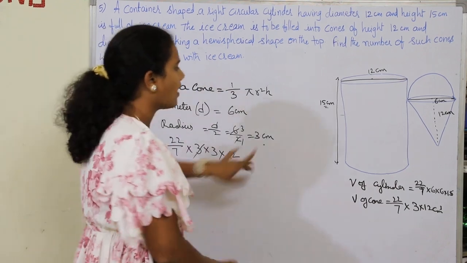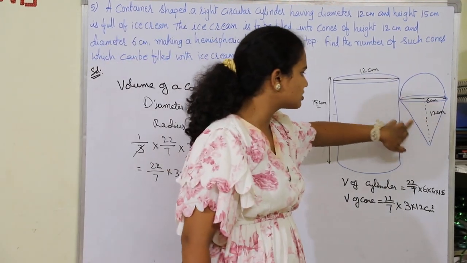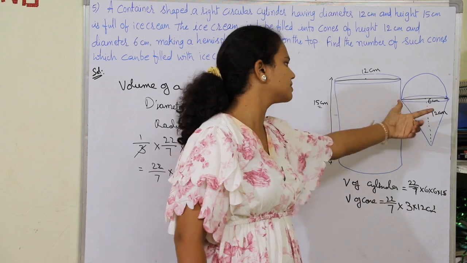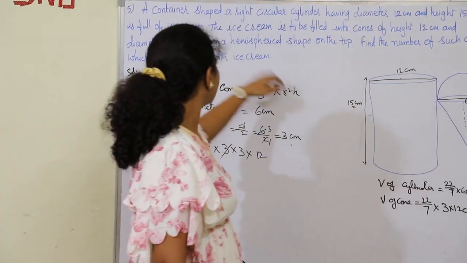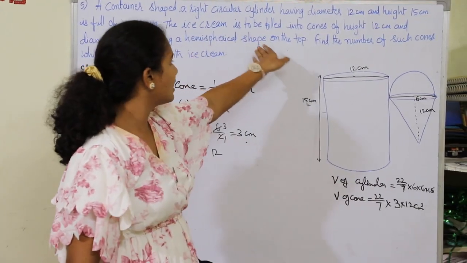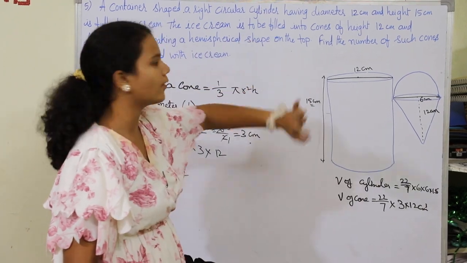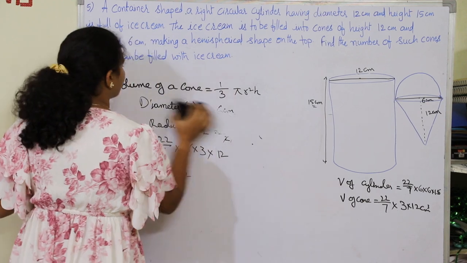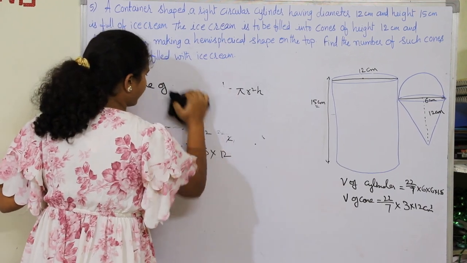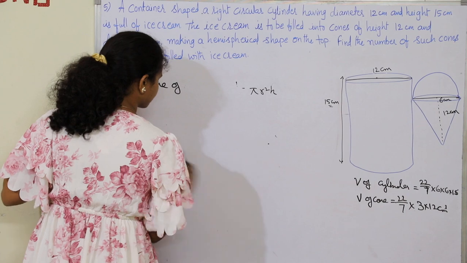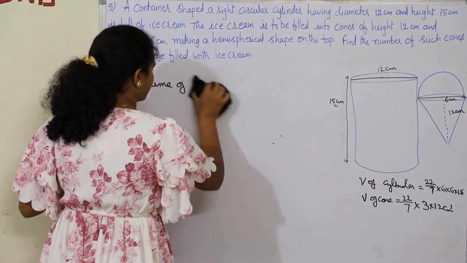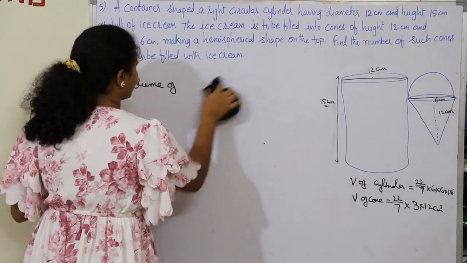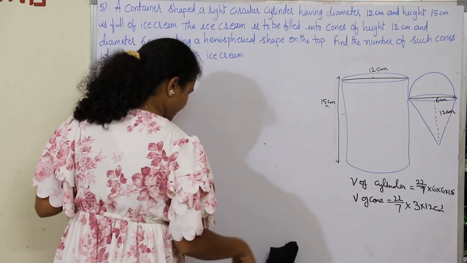So here this will be the volume of the cone, and on this cone you have a hemisphere which has been surmounted. As given over here, we're making a hemispherical shape on the top of the cone. So let's now find the volume of the hemisphere. To find the volume of a hemisphere, just take the radius as 3, guys. Okay, where radius equals 3 centimeters.